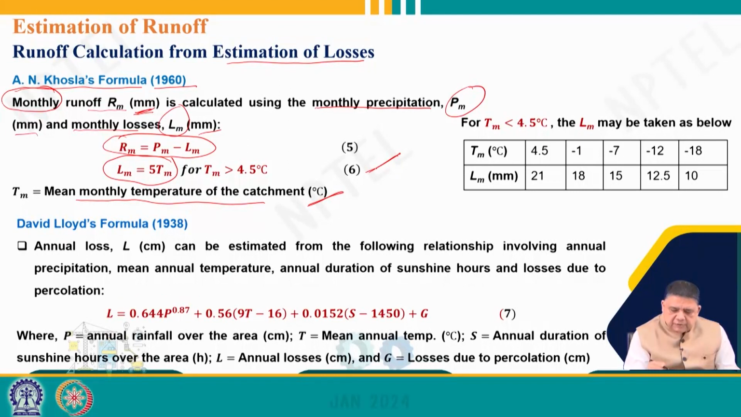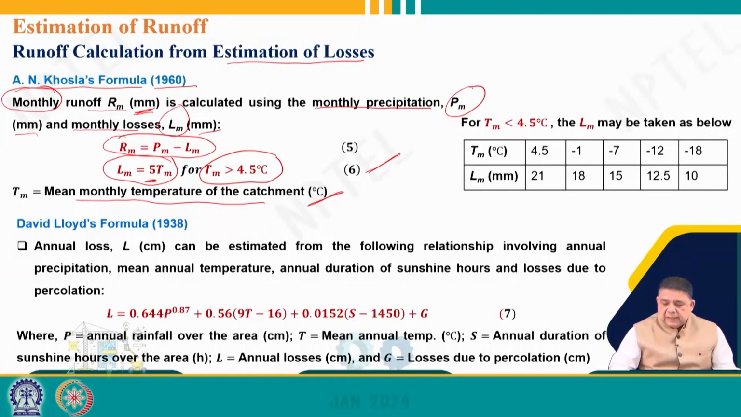For using equation number 6, there is a condition: it could be used only if the mean monthly temperature of the catchment is greater than 4.5 degrees. In all instances where temperature is greater than 4.5 degrees, loss can be estimated by multiplying the temperature by 5, and the runoff then comes after deducting the losses from the precipitation value. The suffix M shows the monthly time scale.